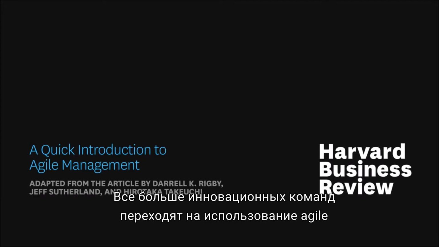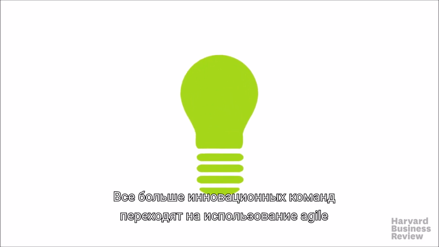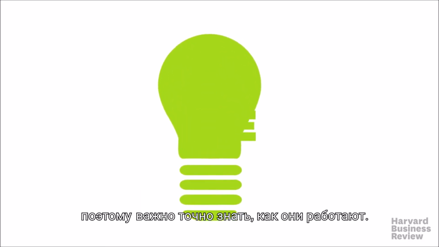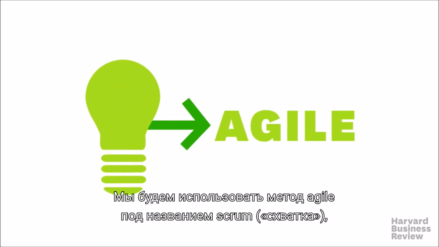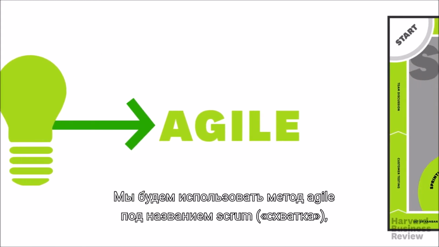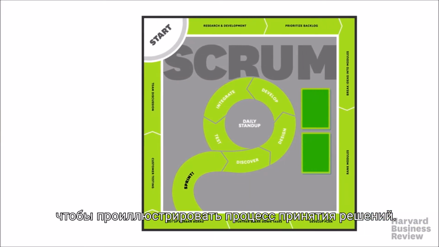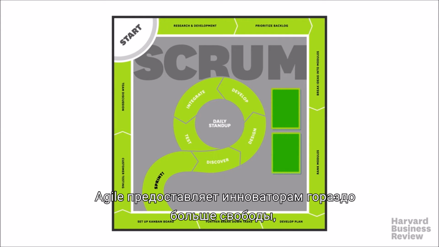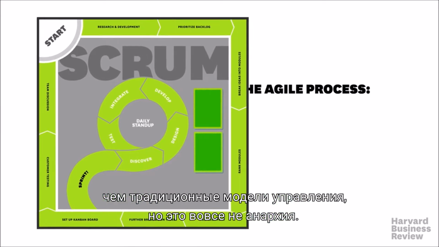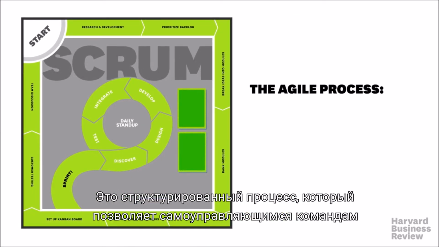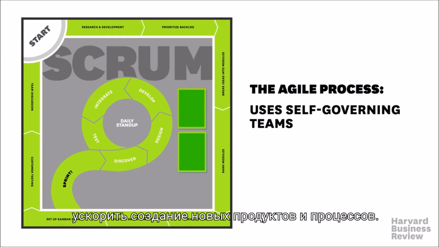As more and more innovation teams migrate to agile methodologies, it's important to know exactly how they work. We'll use the Scrum form of Agile to illustrate the process. Agile gives innovators far more freedom than traditional models, but it isn't anarchy. It's a structured process that uses self-governing teams to accelerate the creation of new products and processes.